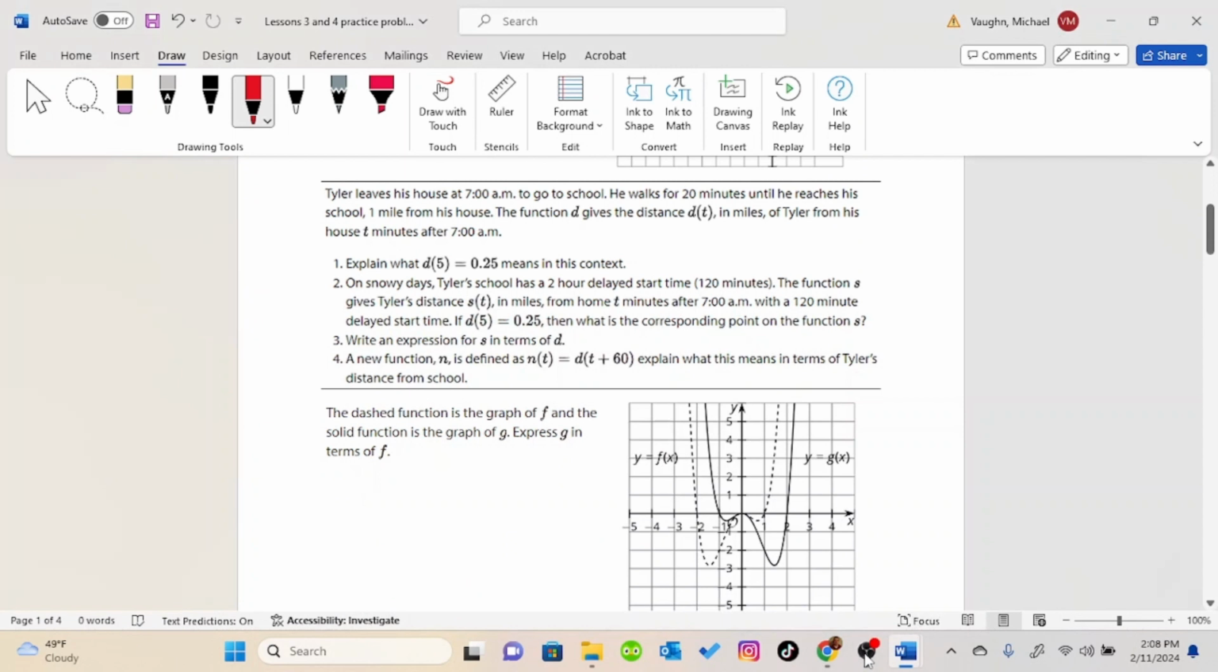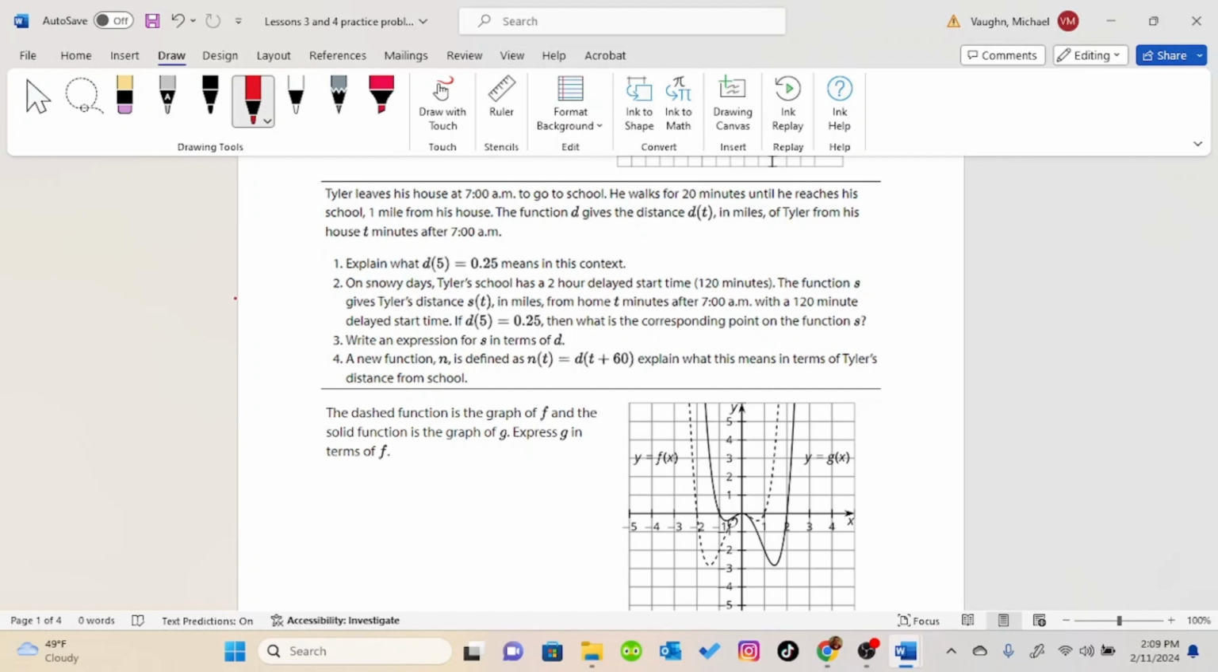Tyler leaves his house at 7 a.m. to go to school. He walks for 20 minutes until he reaches his school, 1 mile from his house. The function d gives the distance d of t in miles of Tyler from his house t minutes after 7 a.m. Explain what d of 5 equals 0.25 means in this context.